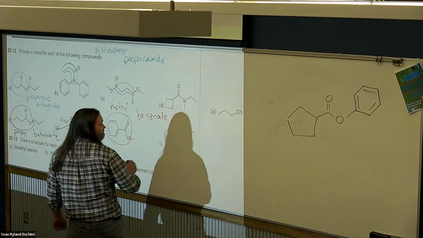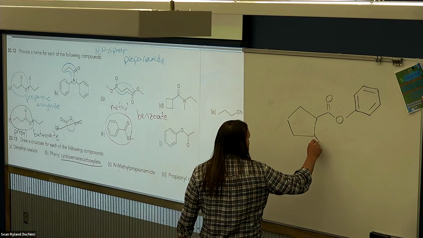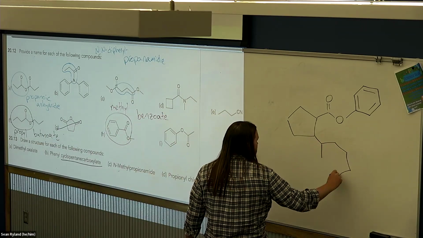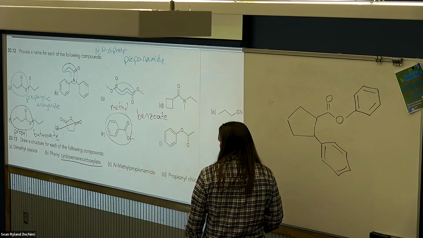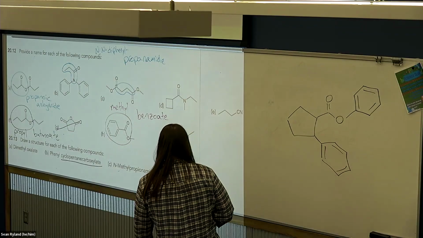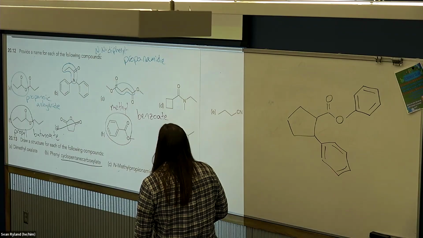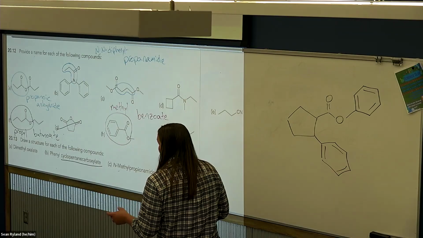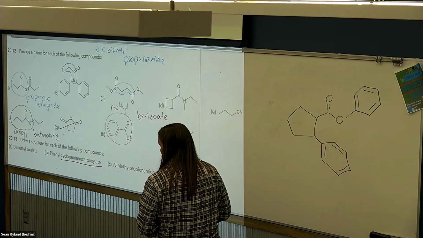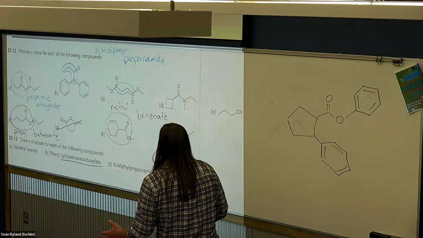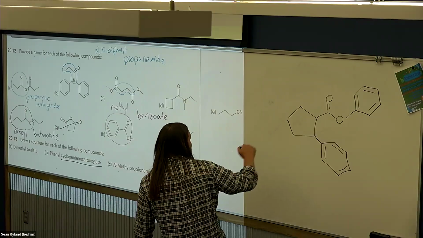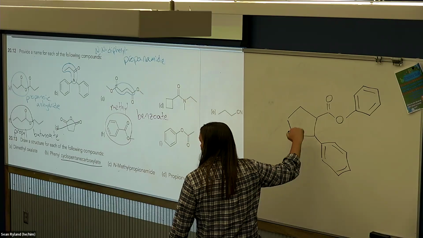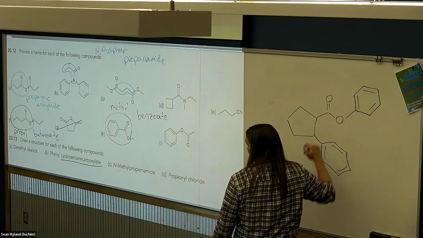So the thing in front is what ends up replacing the H? No, wait. If we did that, that would be 2-phenylcyclopentane carboxylate, all one word. Because if it's all one word, it's attached to the parent molecule. If it's a separate word, it's attached across the oxygen.